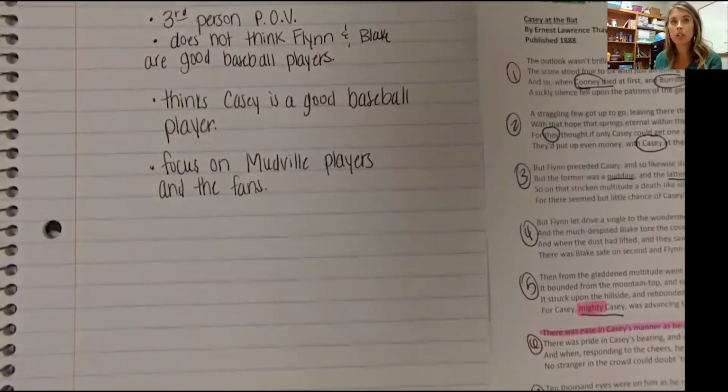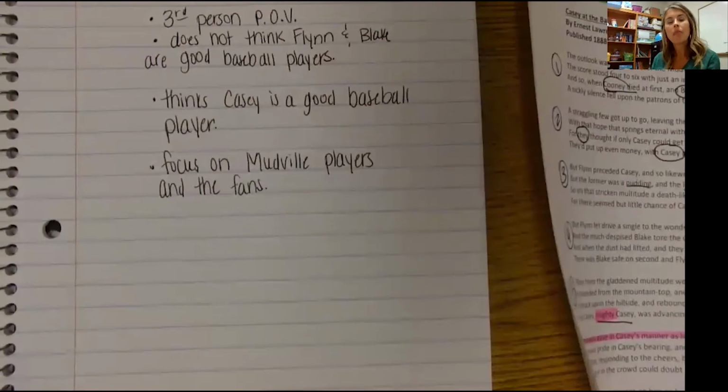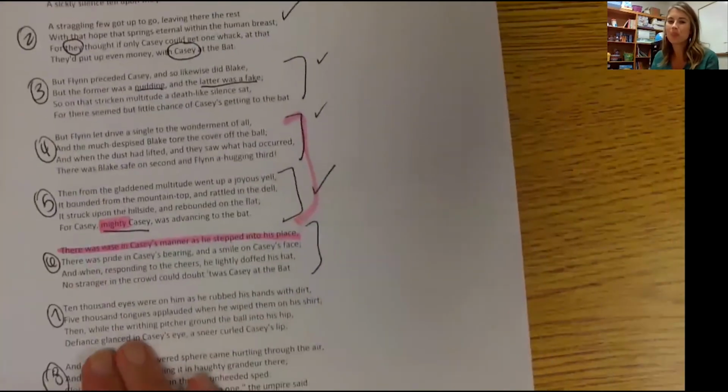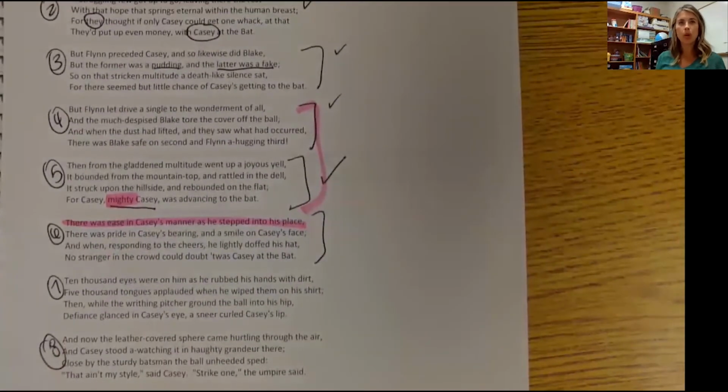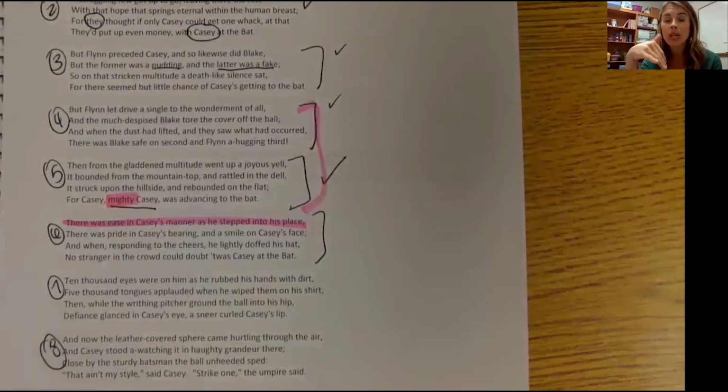Focus on the Mudville players and the fans. Now, that brings me to a next really good question that I'm wondering about. Why do you think the author hasn't focused on the other team? He's just focusing on the Mudville team. Maybe the author wants us to focus on the Mudville team and the Mudville fans because that's where the theme of the poem is. Remember, theme means message or lesson that the author is trying to reveal. As we read, think about what lesson the author is trying to express, or maybe what lesson he wants us to learn as we continue to read.